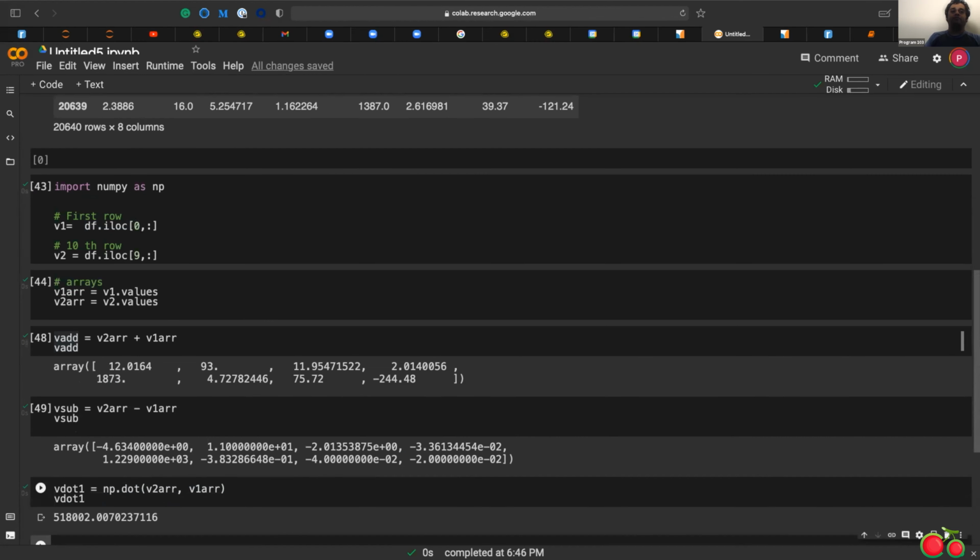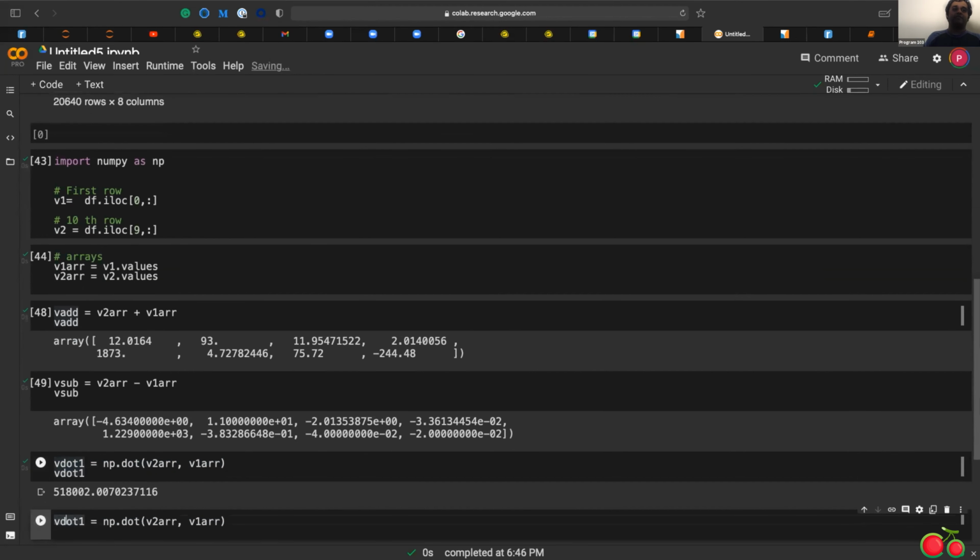V dot 1, right? So that's the dot product. That's sort of the value. So that's what you get when you multiply each element with each other and then sum all the elements, right? So the question I have for you is, here I've done v2 with v1. I've multiplied v2 with v1. What happens if I multiply v1 with v2?